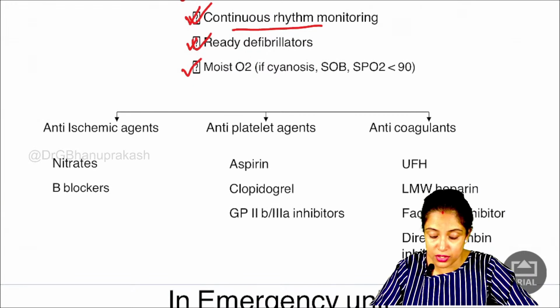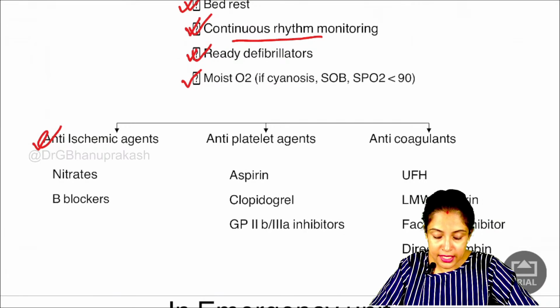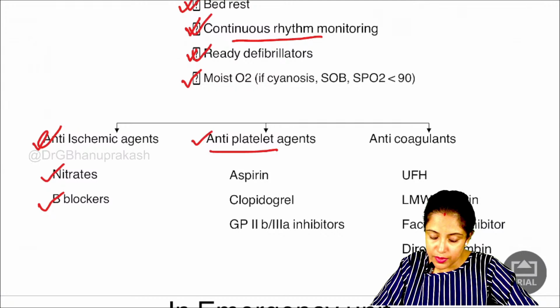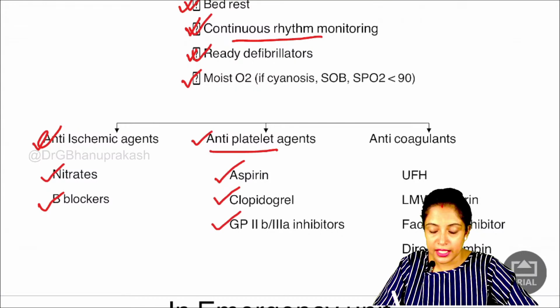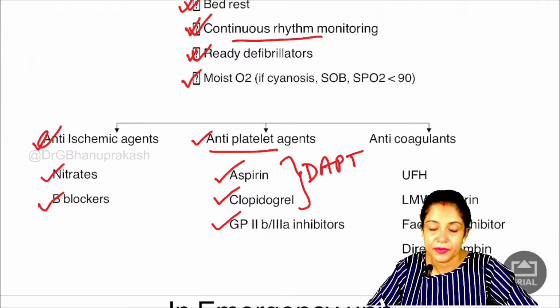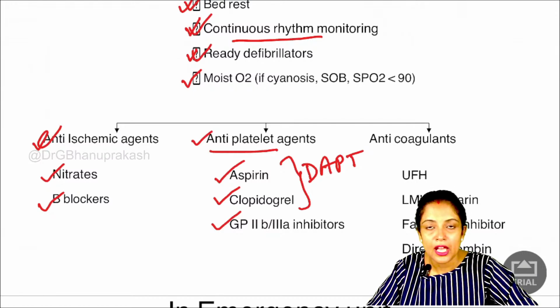And what are the medications we should be starting? Anti-ischemic agents. Among the anti-ischemic agents, we have nitrates and beta blockers. Then the second group is antiplatelet agents. Among the antiplatelet agents, we give aspirin, clopidogrel, and GP2B3A inhibitors. Usually, we give dual antiplatelet therapy. DAPT stands for dual antiplatelet therapy, so we give aspirin along with clopidogrel.